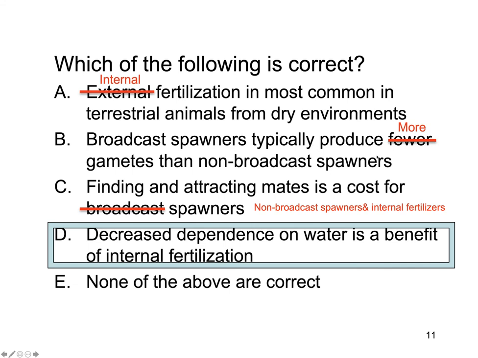Broadcast spawners typically produce more gametes than non-broadcast spawners, because they have to produce a ton to let out into the environment to increase the probability that an egg will find a sperm. Finding and attracting mates is a cost for broadcast spawners. That's not true. That's really a cost for non-broadcast spawners and internal fertilizers. They're the ones that have to go and find mates. Broadcast spawners don't need to find and attract mates. They can just send all their sperm and egg out without having to deal with that.